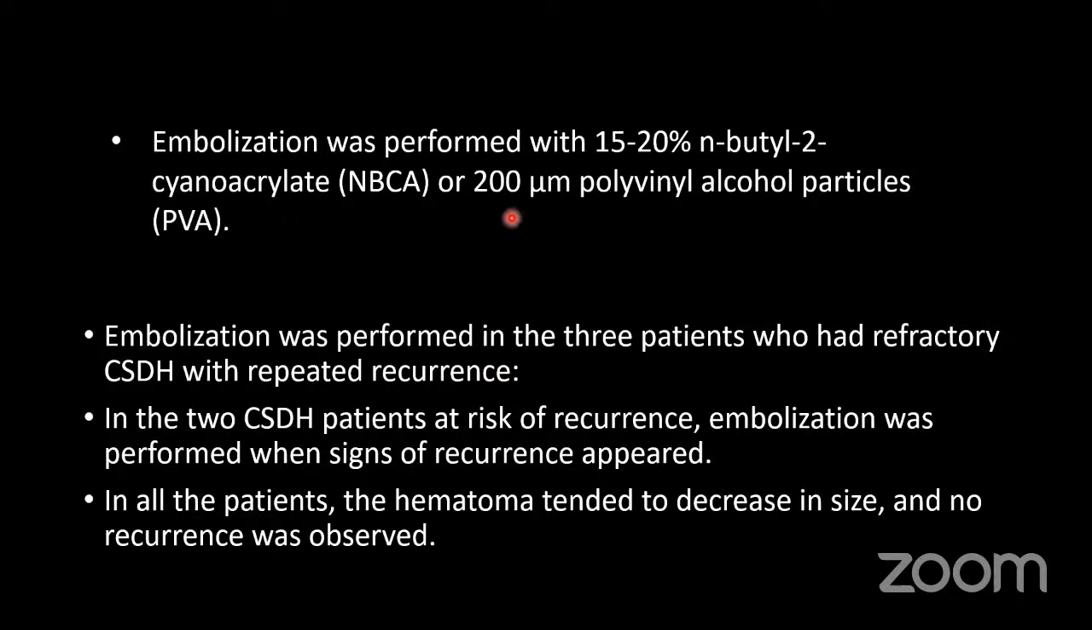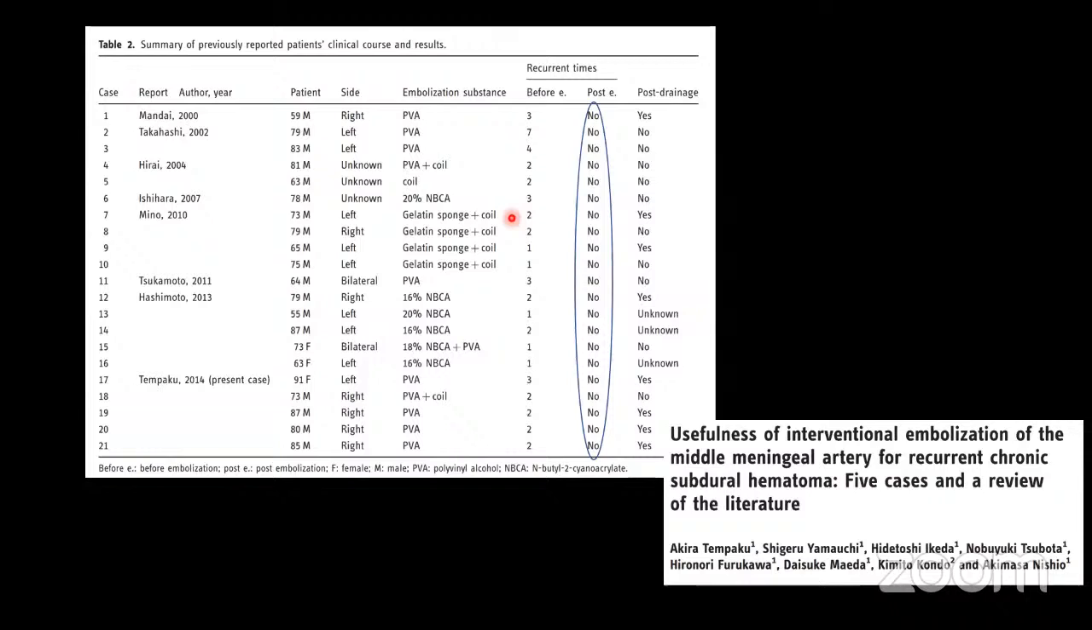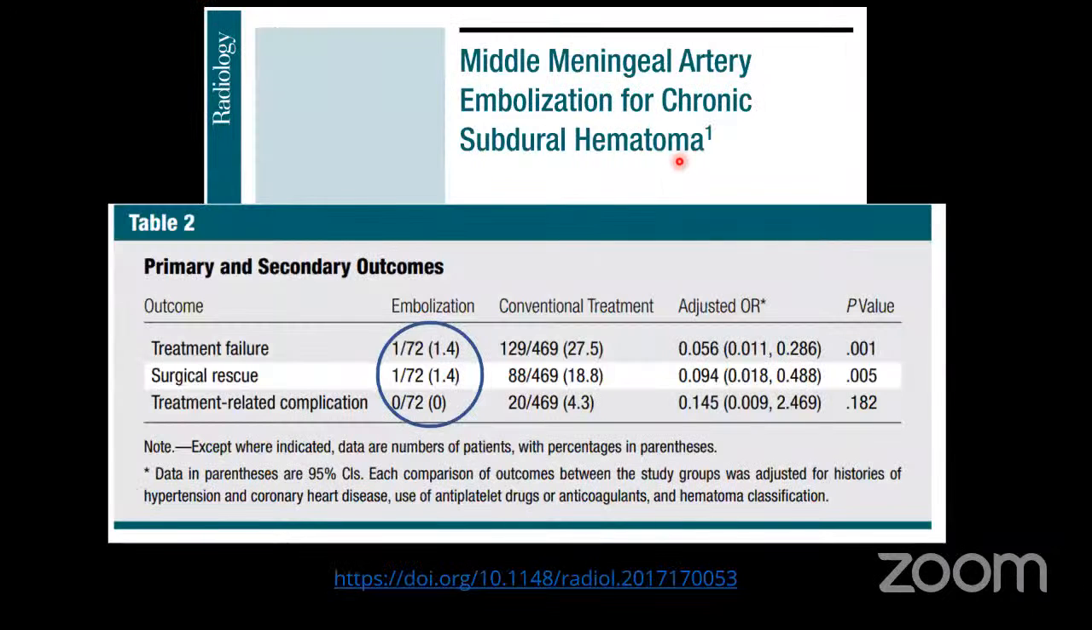And in this case series of 21 patients, we can see that after embolization there is not a single case of recurrence. Before embolization, all these patients had a recurrence. These are refractory or recurrent chronic subdural hematomas. In all the patients, there was no recurrence after the embolization.